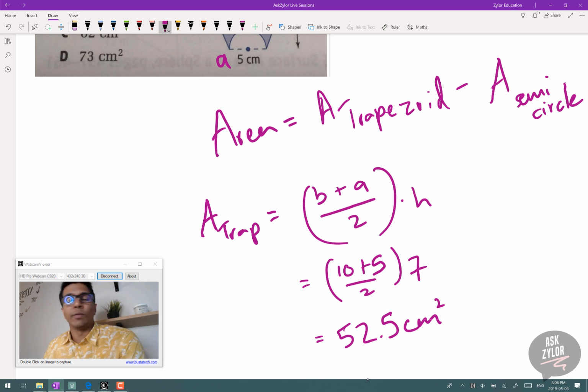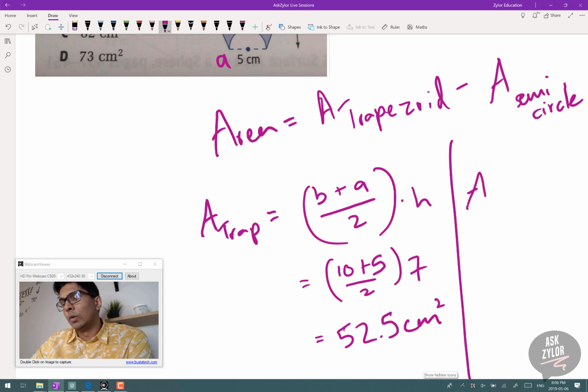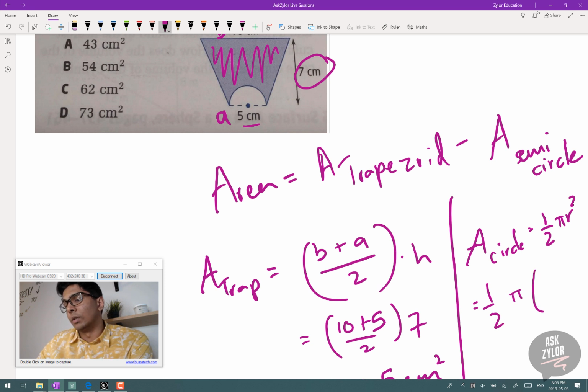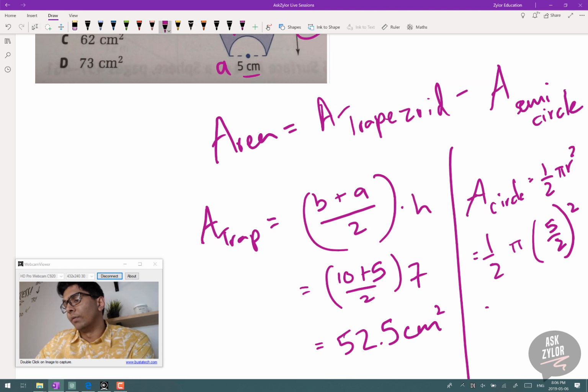Now, the way we find the area for the circle, we know the diameter is 5, so we know the radius. Right? So we only want half the circle. So I'm going to say half pi r squared. So then I have half times pi times my radius, which would be 5 over 2, squared. So when I evaluate that, I should get 9.8 centimeters squared.